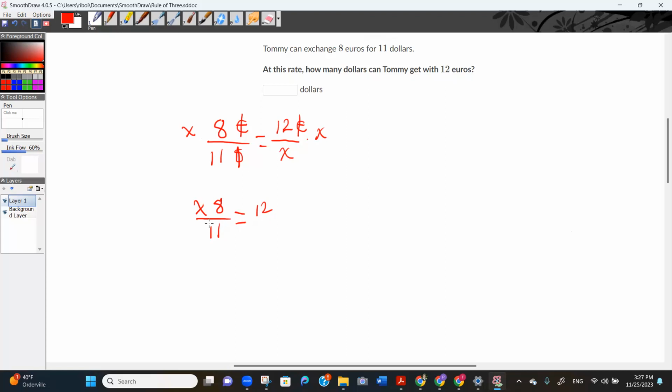And then we need to divide all of this. So we are going to divide by 8 both sides, and multiply by 11, all right? So we basically are going to do the same thing here, divide there by 8, and then multiply by 11. And so then we end up that x is going to be 12 times 11 divided by 8. And these are the euros, so this is the euros, 12 euros and 8 euros. The euros will cancel each other, and we are going to end up with the dollars.